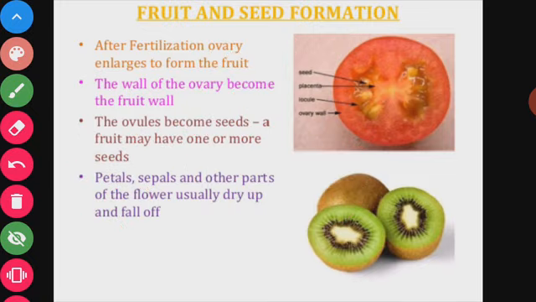Here you have fruit and seed formation. After fertilization, the ovary enlarges to form the fruit. The walls of the ovary become the fruit walls. Third, you have to remember the ovules become seeds, and a fruit may have one or more seeds. Some fruits have only one seed, like mango, and some have many seeds. Petals, sepals, and other parts of the flower usually dry up and fall off from the plant.